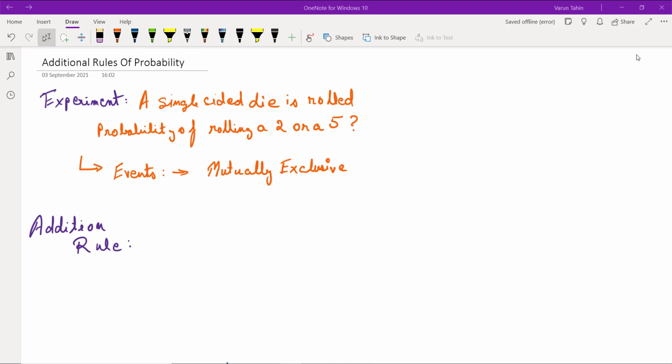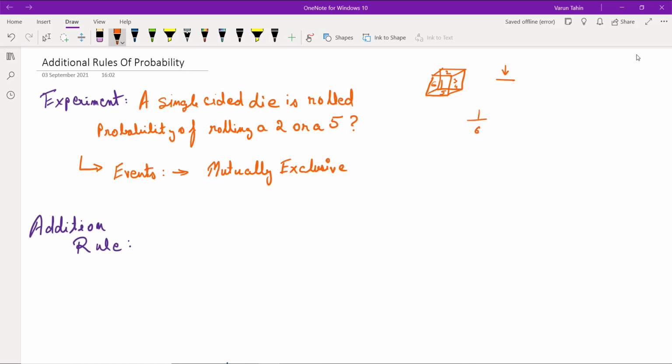Now, there are certain rules in probability. So there is this first rule of addition, and we'll understand that by an example. There is an experiment which we are conducting, which says a single die is rolled and we have to find the probability of rolling a 2 or a 5. As you know, a die has 6 sides, each with a number: 1, 2, 3, 4, 5 and 6. While we roll the die, either side can come at the top, so there can be several cases and each one has a probability of 1 by 6.